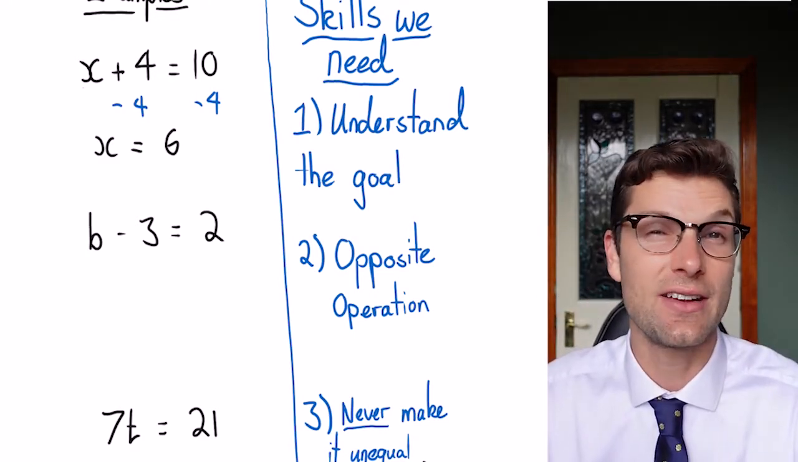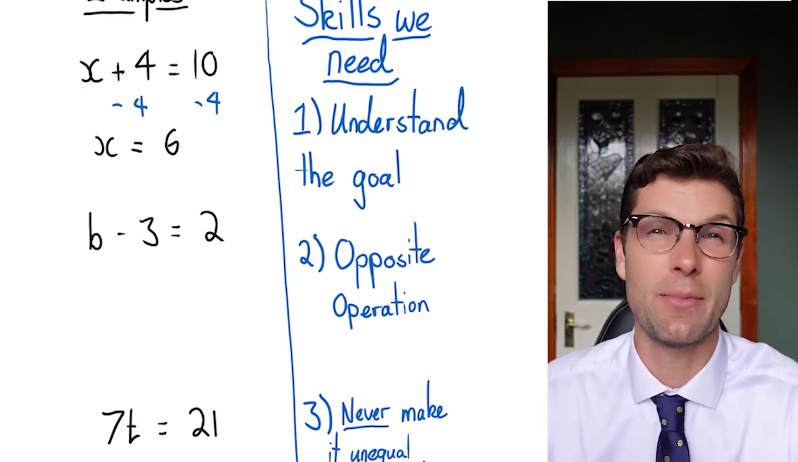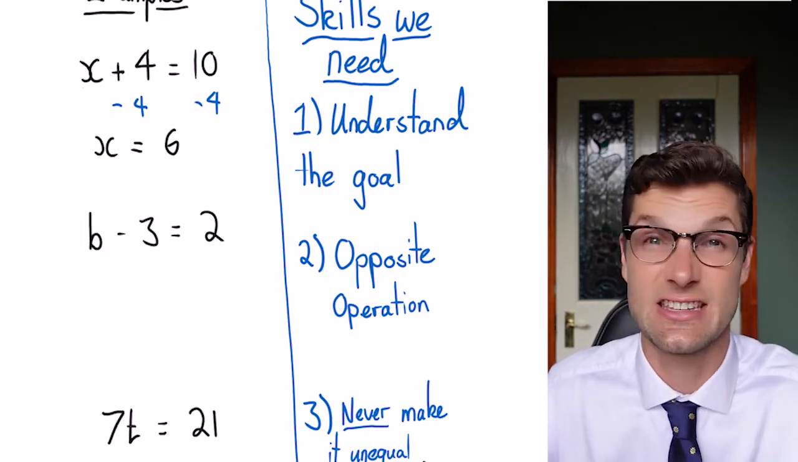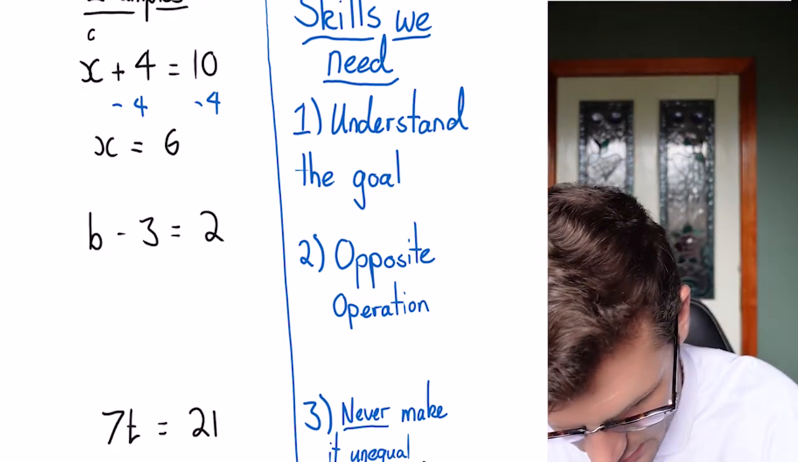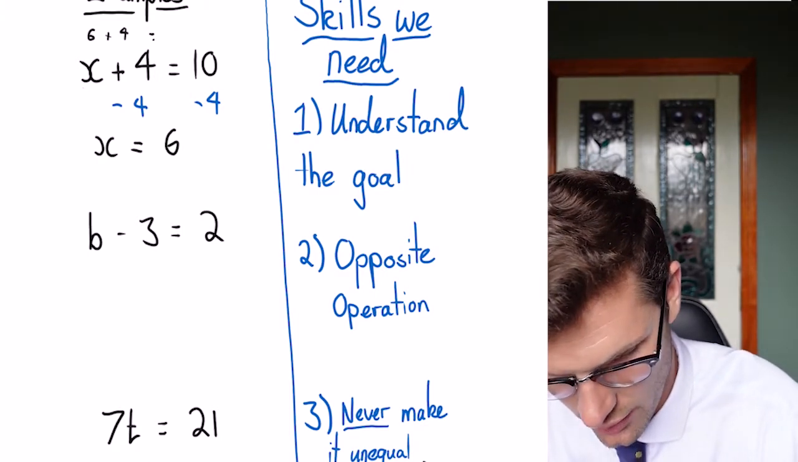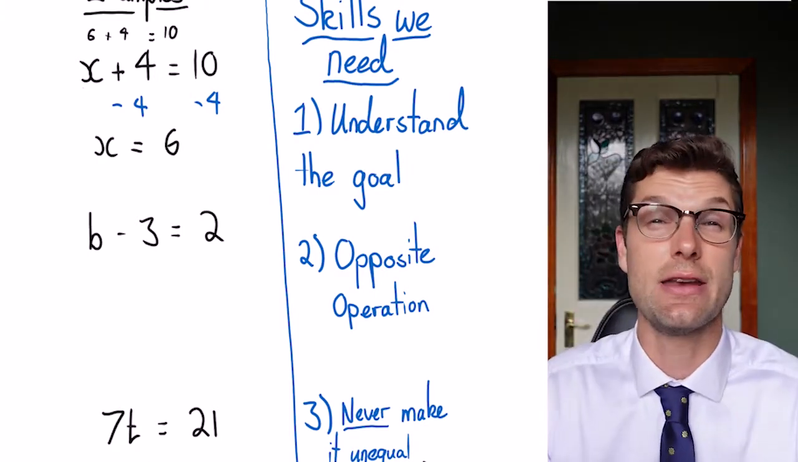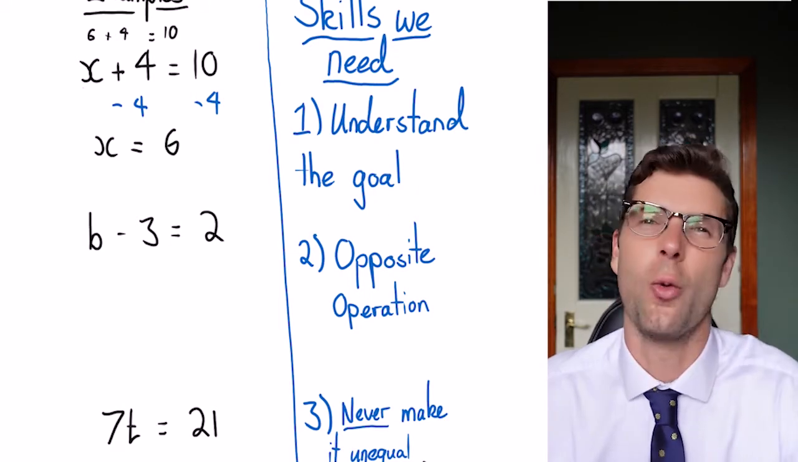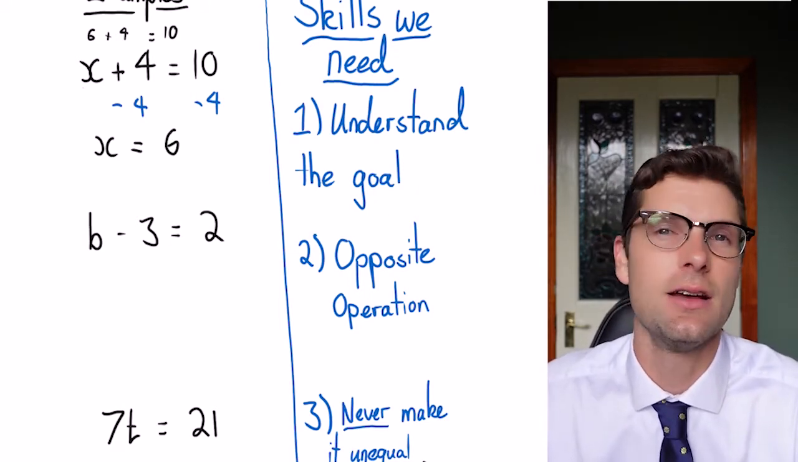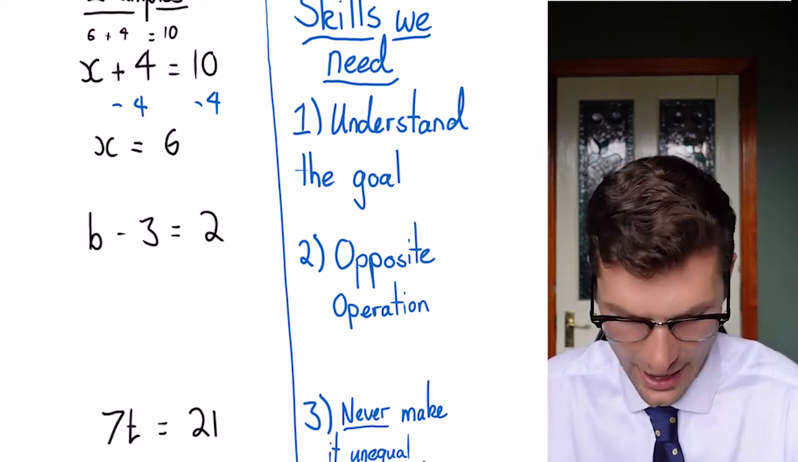We can go back and check if that's the correct answer. So remember this, 6 is now what I've said x is. So if I went 6 plus 4, yep, that equals 10. So I know that I've got it right. We're going to do these next couple of examples a bit quicker, but these same skills are going to happen.